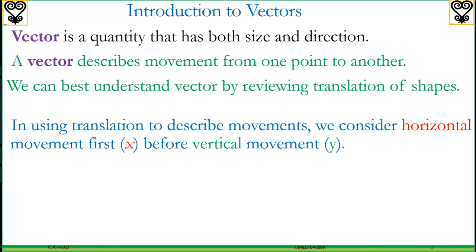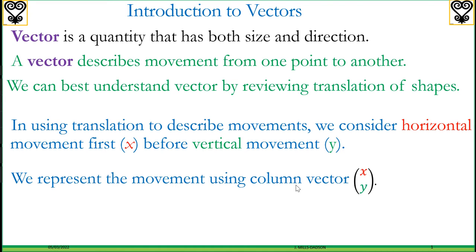When translating shapes, we describe movement by considering first the horizontal movement, then the vertical movement. The horizontal movement is at the top, represented as the X movement, and the vertical movement is the Y movement. It's represented in the format X and Y in a bracket. It's not a coordinate, it's called a vector. In both cases, it could be positive or negative. Movement to the right is positive for X, and movement to the left is negative. Then for vertical movement, upward movement is positive and downward is negative.